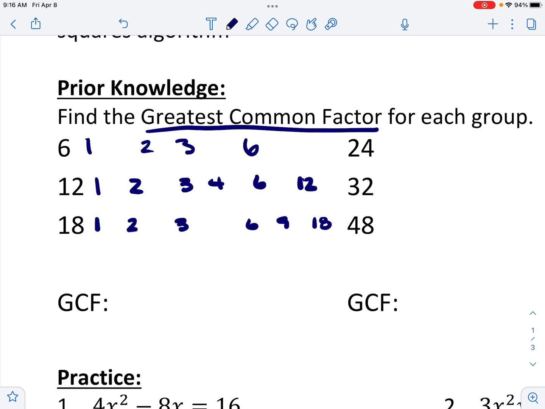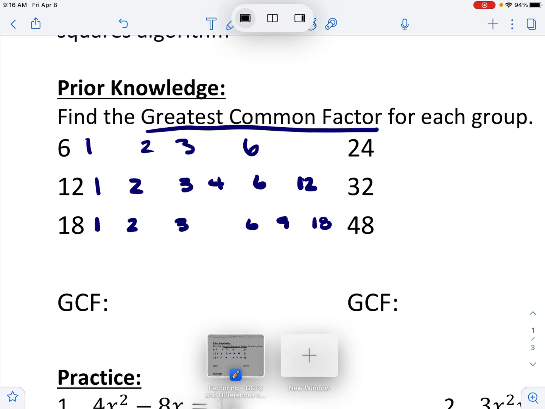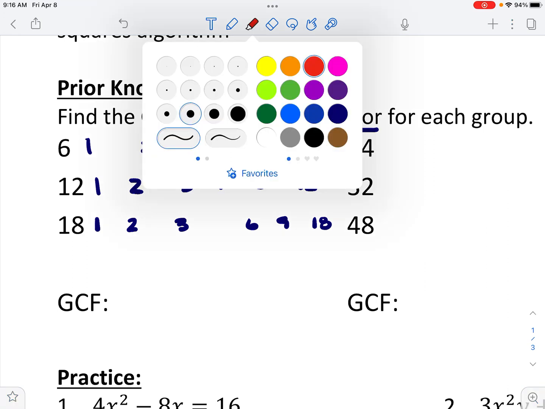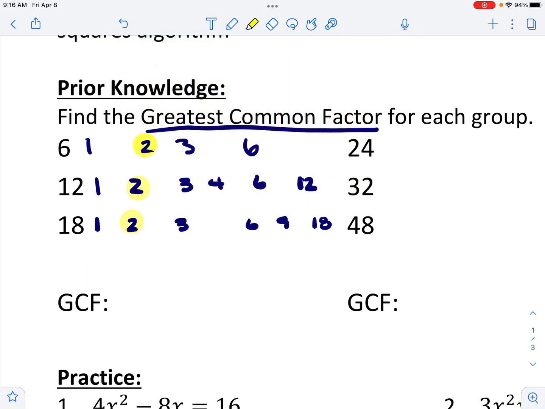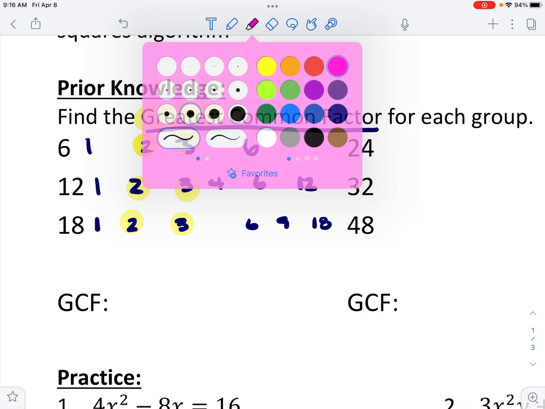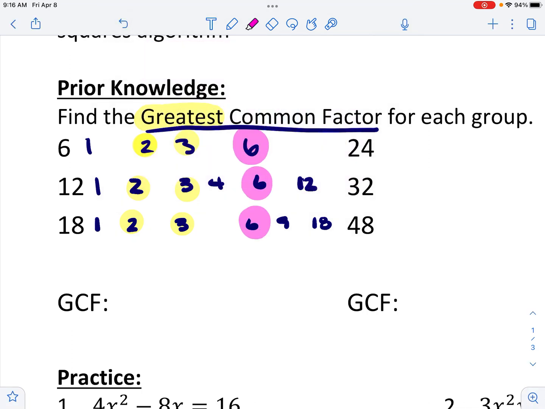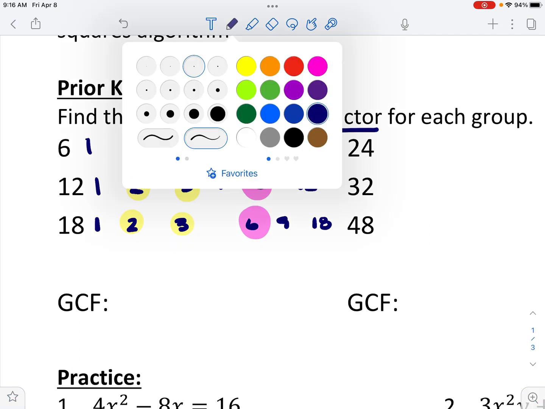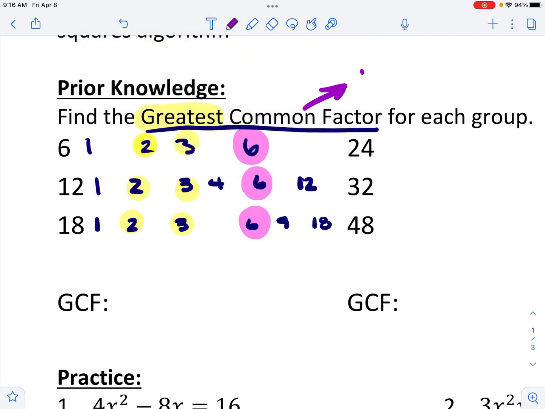Now, here's the biggest problem with GCFs. Students will pick not the greatest. They'll say, oh, well, 3 goes in both of them, or 2 goes in all of them. But that's the problem. That is not the greatest common factor. So please always remember to find the biggest number in the group. It has always got to be the biggest number in all 3 lists.